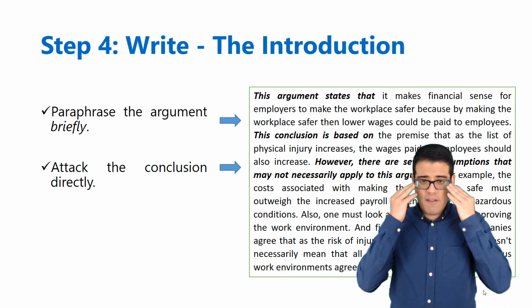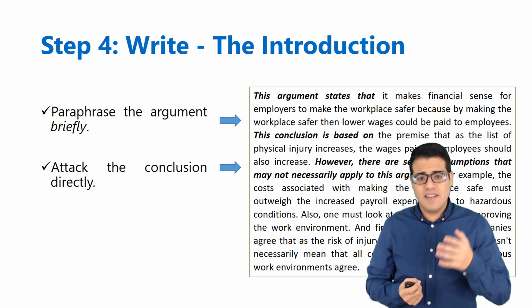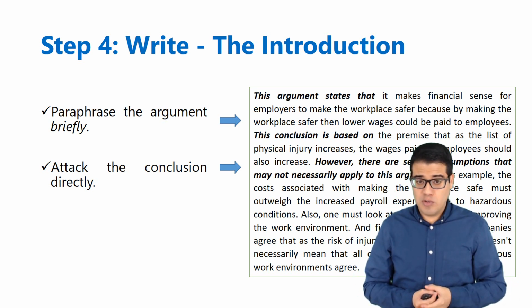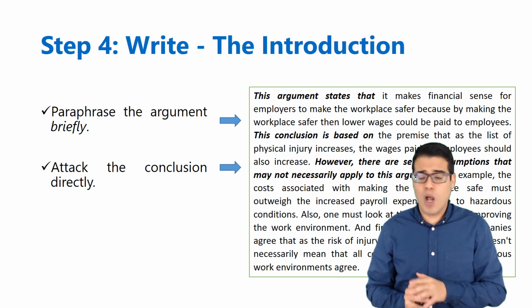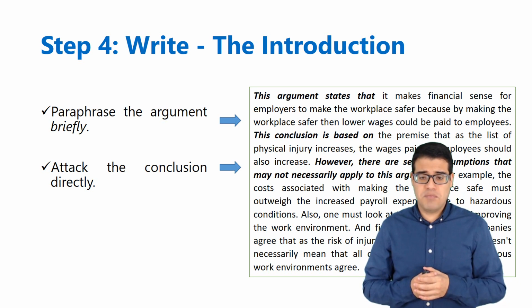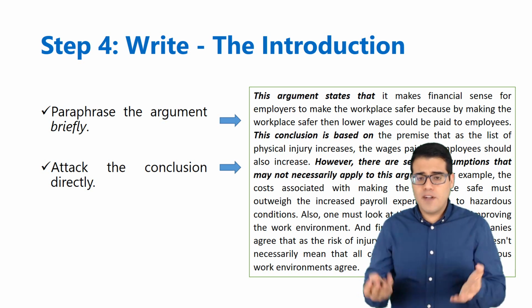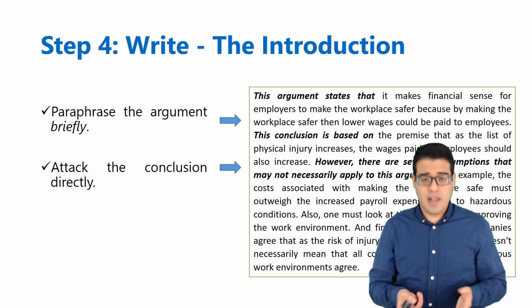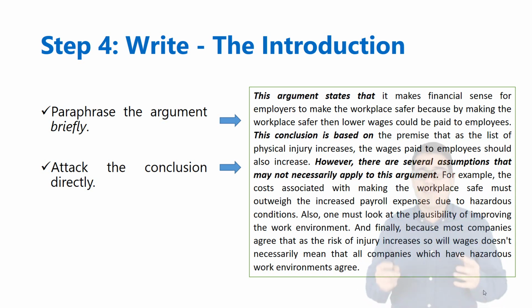Okay, so the final step is to write the essay. And this is an example from a student who achieved a 6 on the exam, at the top score. So look what the student did. He started with one long paragraph in which he's paraphrasing the argument briefly and he's attacking the conclusion directly. He says, this argument states that. So notice how the student starts paraphrasing the argument. This argument says that it makes financial sense for employers to make the workplace safer because by making the workplace safer, then lower wages could be paid to employees.